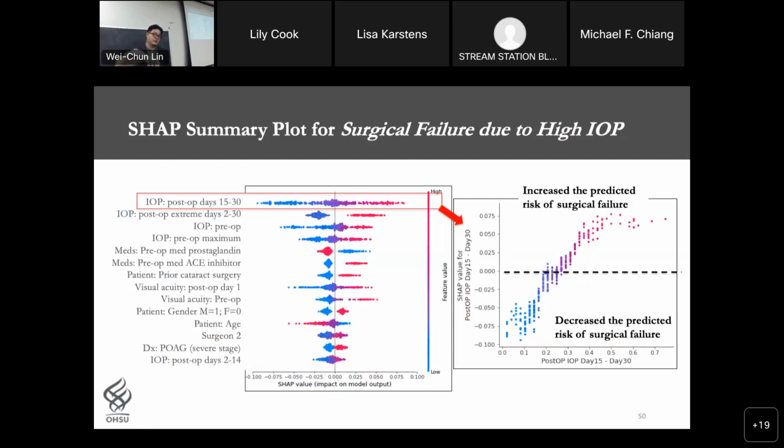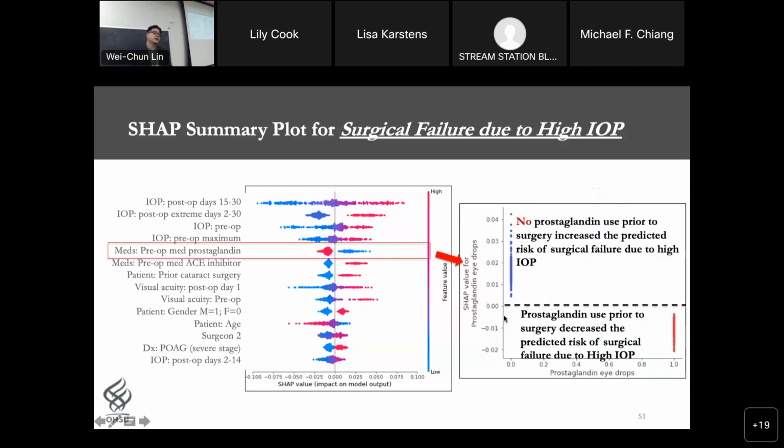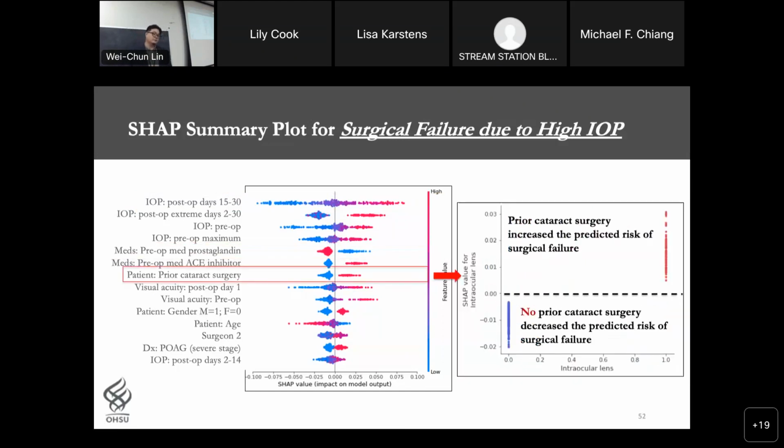We can see a clear linear relationship between the feature value and its prediction effect on the surgical value due to high IOP. The higher IOP increases the predicted risk, and low IOP decreases the predicted risk. Here's another example of an important feature as a binary input. For prostaglandin medication, if the patient did not use it, that will increase the predicted risk of the surgical value due to high IOP, and decrease the risk if the patient used prostaglandin.